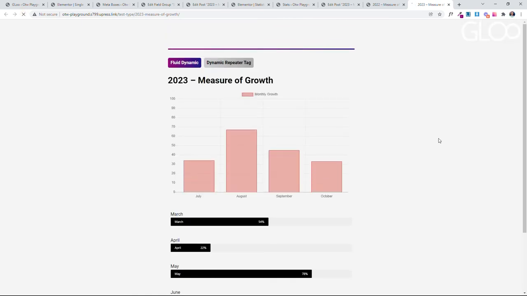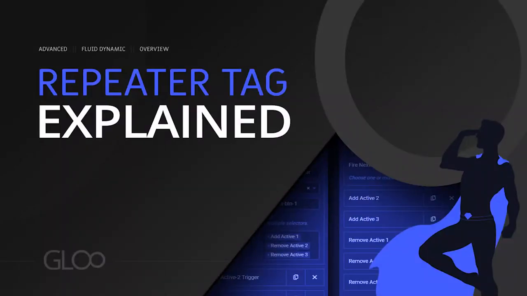So you can use the power of ACF, of any meta fields you create, mix and match it with repeaters and Gloo's functionality and you will achieve a superb looking, sweet, awesome single template. That was the repeater dynamic tag.